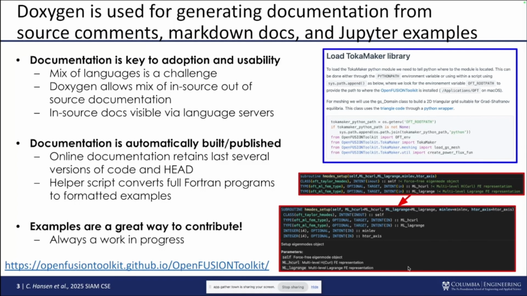And so having this within your development environment, not only as a separate window, is I think a really useful thing to have. And for those who don't already know this, if you do this sort of Doxygen or Ford-like documentation, it will show up in the language server. So then the documentation can be automatically built and published. Our online documentation retains several versions, and we also have the head version.